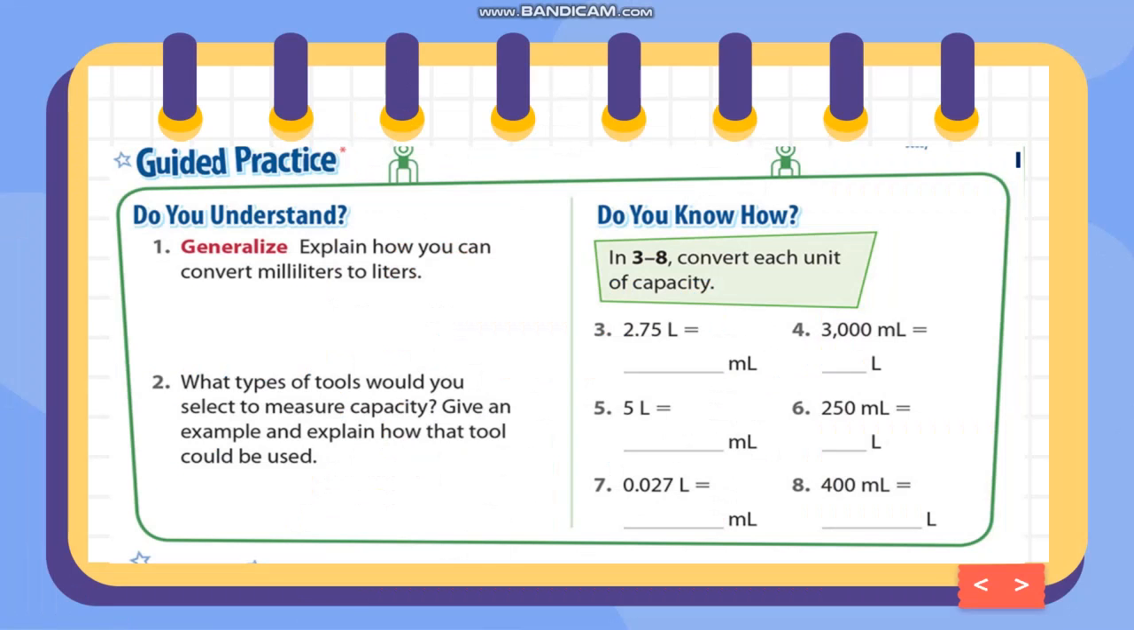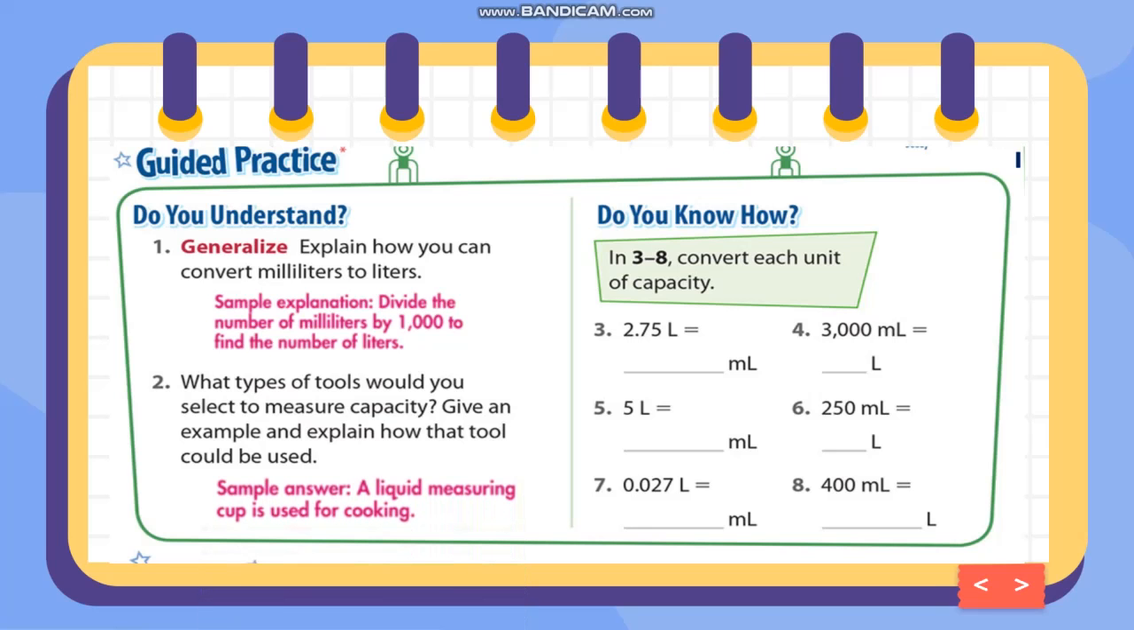So let's continue. Explain how you can convert milliliters to liters. To convert milliliters to liters, we're going to divide the number of milliliters by 1,000 to find the number of liters. And what types of tools would you select to measure capacity? Give an example and explain how the tool could be used. The sample answer is a liquid measuring cup. This is used for cooking. So these metric units of capacity are also useful in the real world.